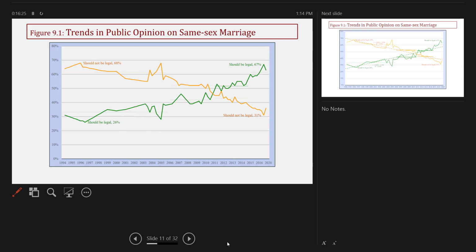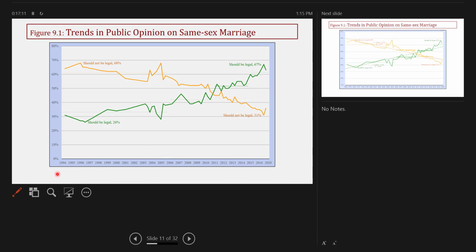But if you just look at the line here, we can see from the 90s until the mid 2000s, 2/3 of Americans said, "Oh no, same-sex marriage should not be legal," and around a fourth said, "Yeah, it should be legal." But notice that opinion saying it should not be legal declined and declined, so that in recent polls, only about 30% or so of Americans say it should not be legal, and 2/3 of Americans say that it should be legal.